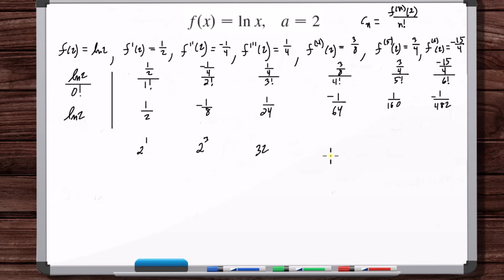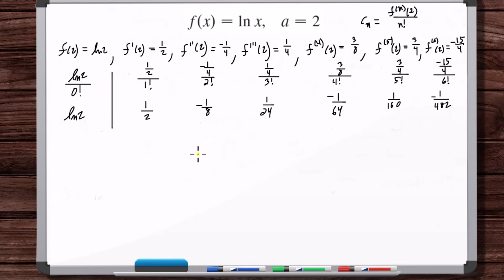Okay, do we have this right? So 3/8 divided by 4 factorial. 8 times 4 is 32. 32 times 2 is 64. Okay, that's right. Okay, we could do this. If we did n times 2 to the n, that's 1 times 2 to the first is 2. 2 times 2 squared is 8. Yeah, okay, then 3 times 2 cubed, 8 times 3 is 24. And then 4 times 2 to the 4th, 16 times 4 is 64.